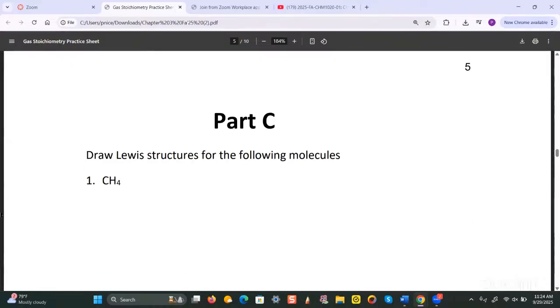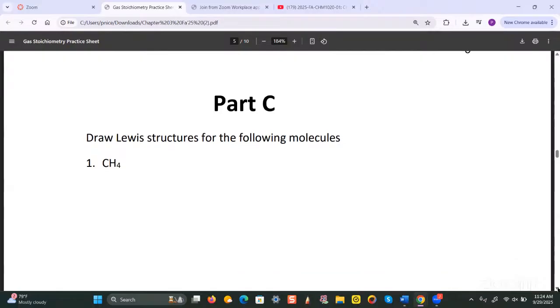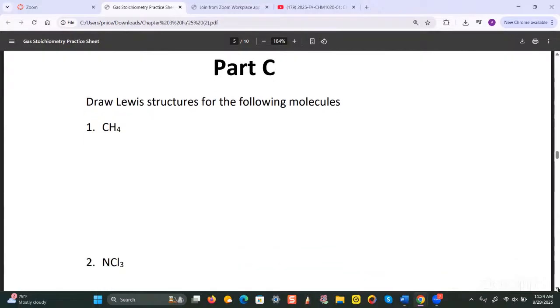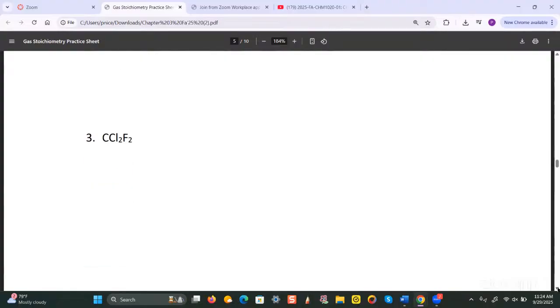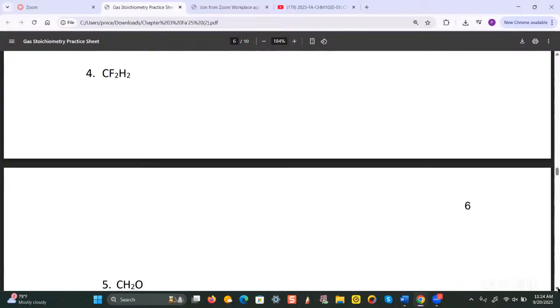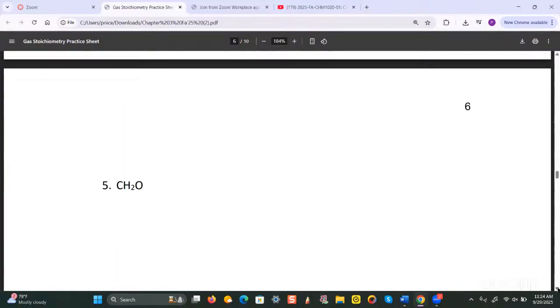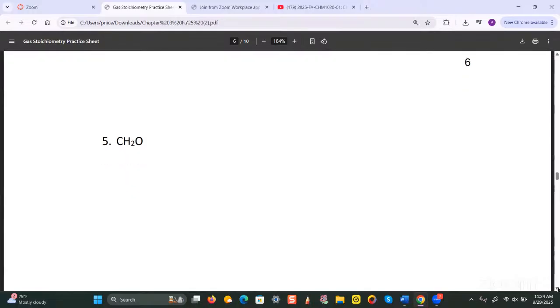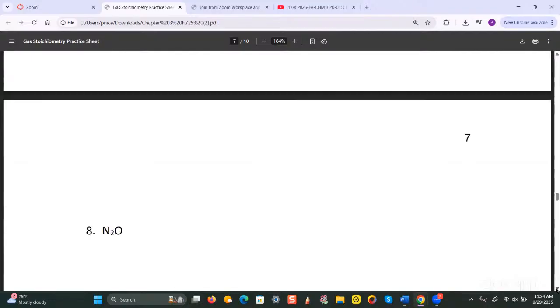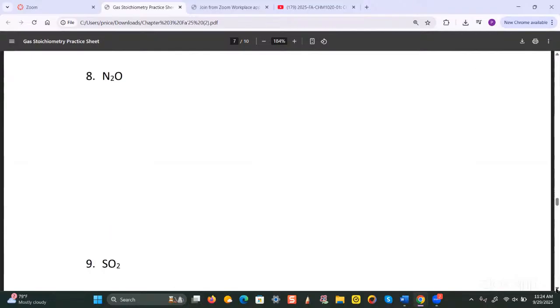Okay. Now the next thing I want to talk about, and once we cover this, this will be pretty much all for today, is what we call Lewis structures. Lewis structures are basically a representation of how we put together atoms to form molecules.